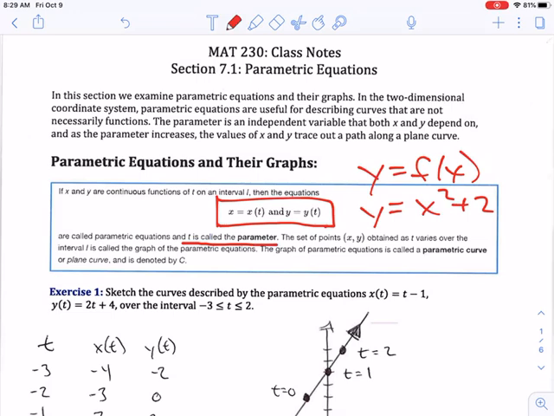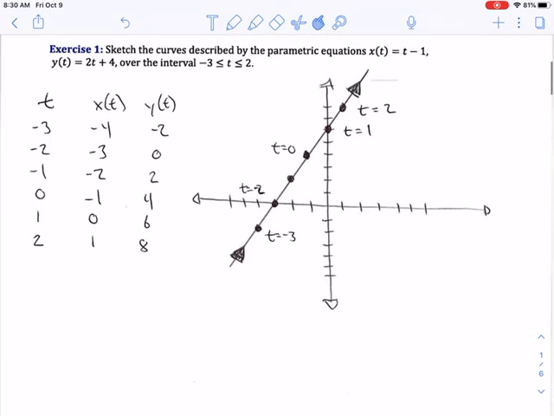And we can sketch the graph of a pair of parametric equations. And that's what we're going to be doing here in a moment. And the actual graph is called a parametric curve. So our first objective is to learn how to graph parametric equations. So let's do a few examples of that.